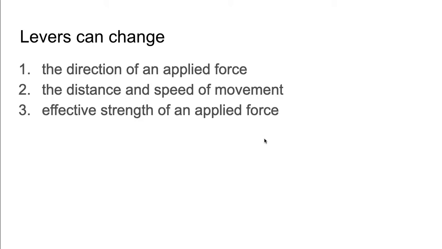So you need to know things that levers can change, all right? Because remember, we talked about levers before with first class, second class, and third class levers. One of the things that levers can change is the direction of an applied force. The next thing is the distance and speed of movement. The third thing is the effective strength of an applied force. So those are the three things levers can change. If you see that as a short answer question on an exam, you would know how to answer that.